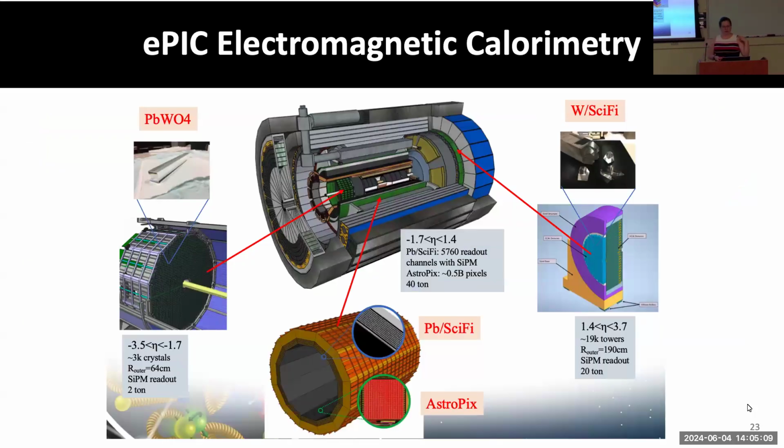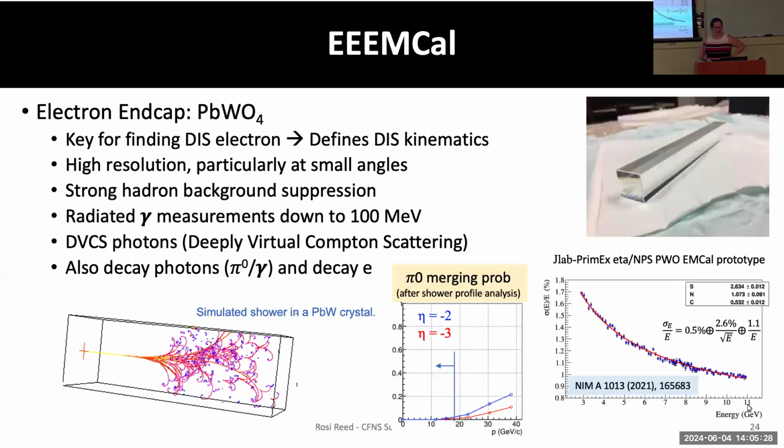So here we just show some pictures of the different calorimeters. In this case, we have the barrel imaging calorimeter. I'll talk more specifically about that. And then also the end cap calorimeter here for the electrons. All right. So first, the end cap calorimeter. This is actually the calorimeter that I'm part of the team of.